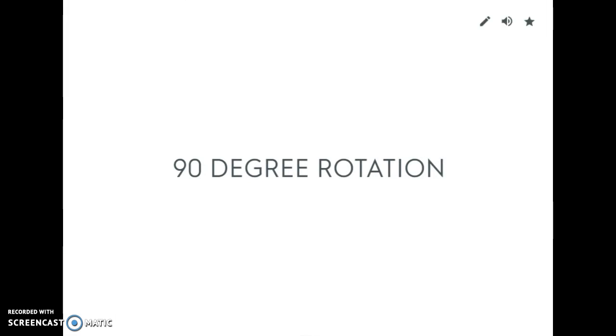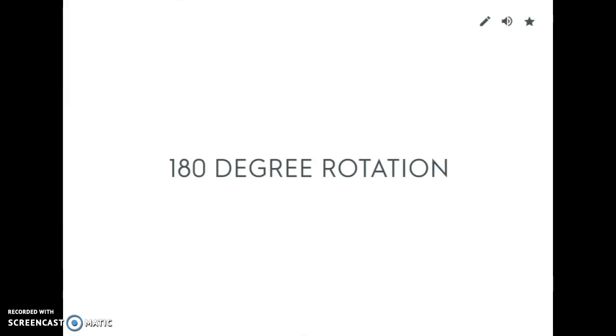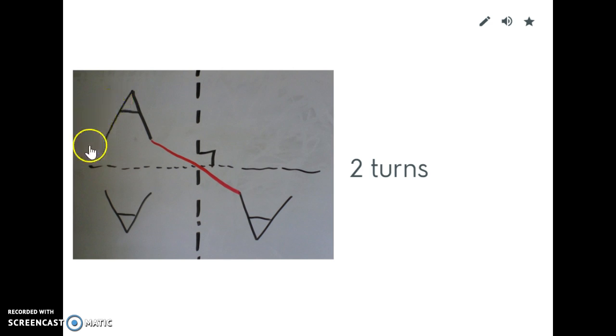There are three main rotations we'll have. We will have a 90-degree rotation, which is one turn. So I just turn it one time. After that, I have a 180-degree rotation, which is two turns. So I turned it once, and then I turned it twice. So this is two turns to the left, which is counterclockwise.